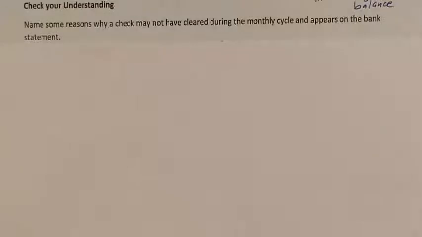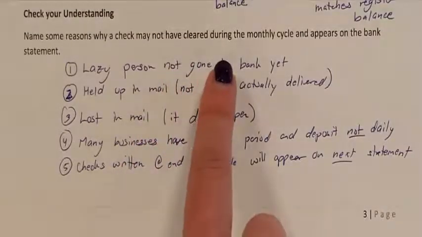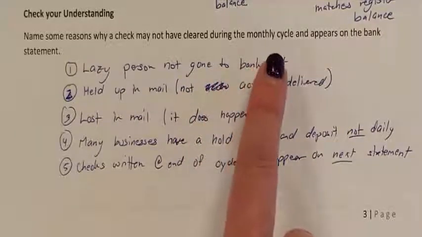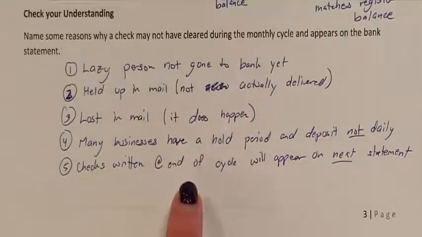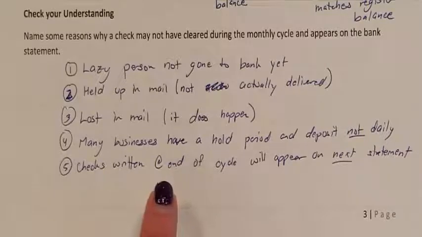So let's check your understanding. Name some reasons why a check may not have cleared during the monthly cycle. So it didn't clear in October. It cleared in September. But why is it an October statement? There are several reasons why it would have cleared and been on the October statement when you wrote it in September. And the summary of all of this is just that they deposited it in the bank after the cycle ended.